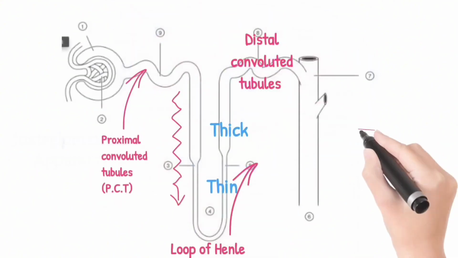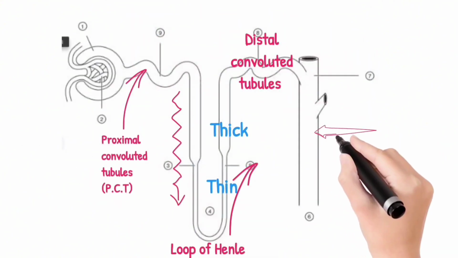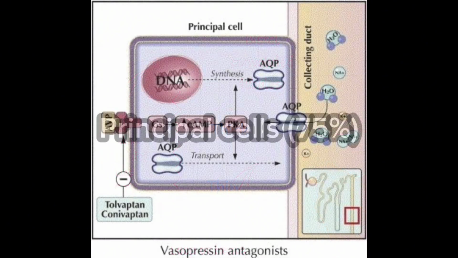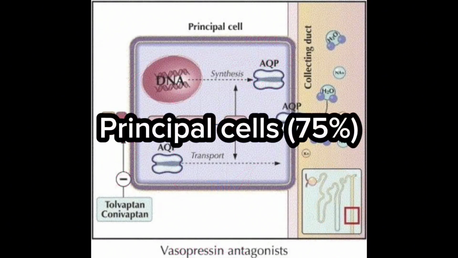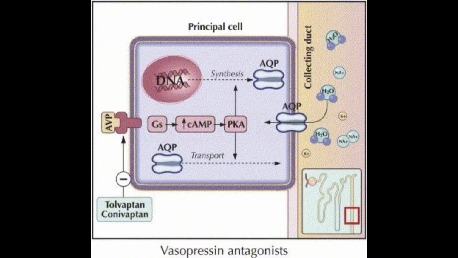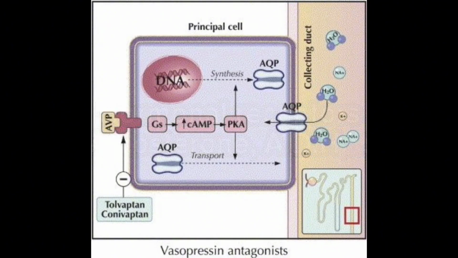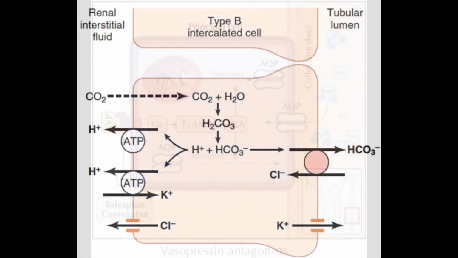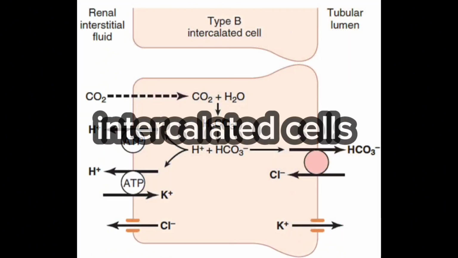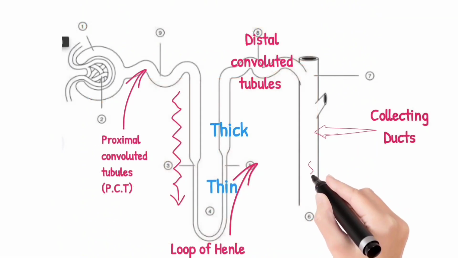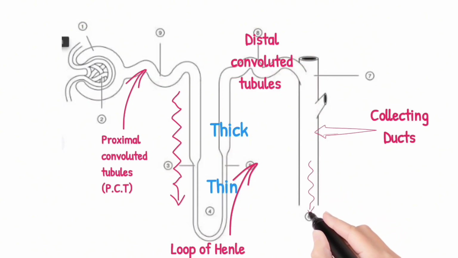Now we come to the collecting ducts, the final part of the nephron. It contains two types of cells. The principal cells make up about 75% of the cells of the collecting ducts. These cells have receptors for aldosterone and ADH. They help control water and salt balance. Then we have the intercalated cells, and these help with the acid-base balance, meaning they help with controlling the body's pH. We will explain these cells in more detail in a separate video.